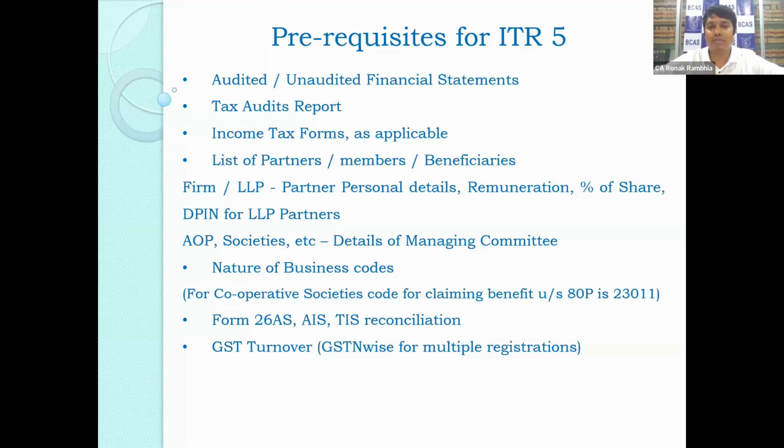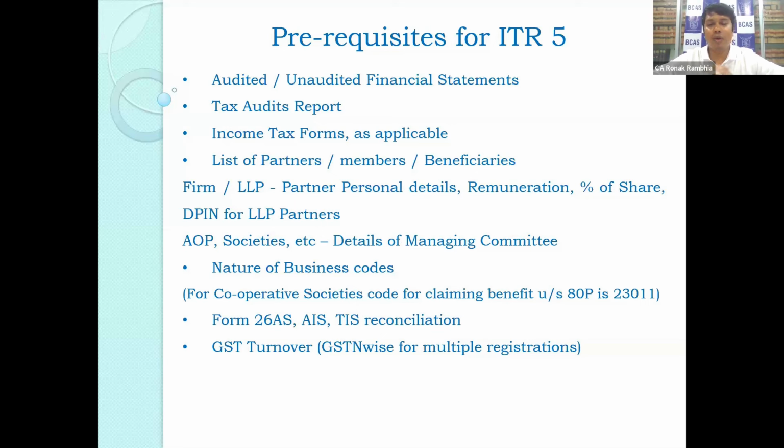The list of partners, members, beneficiary. So here, the firm or the LLP would require the personal details, that is the name, address, the PAN, the remuneration, the percentage of share, and the DPIN for LLP partners. So these details are required to be mentioned in the income tax return. For the AOPs or societies, you are required to mention only the details of the managing committee. Then comes the nature of business codes. One has to see what the assessee's business is and accordingly choose the appropriate code.